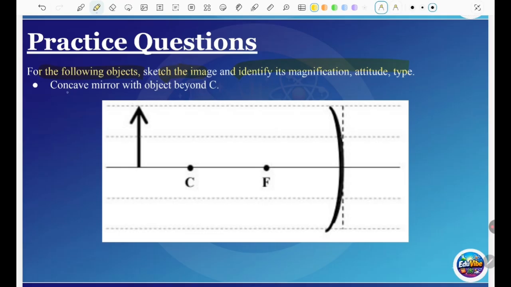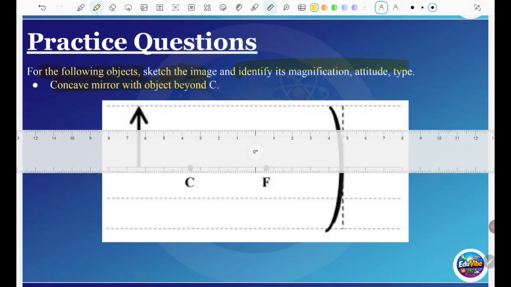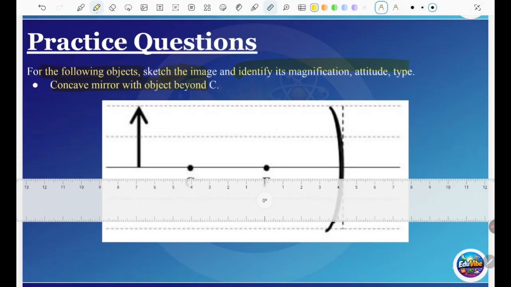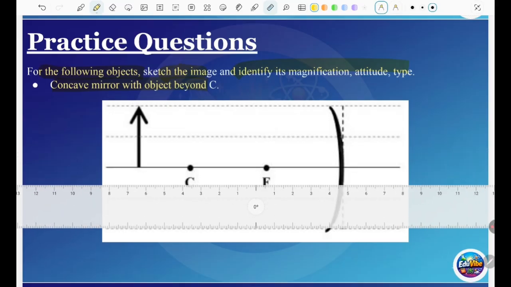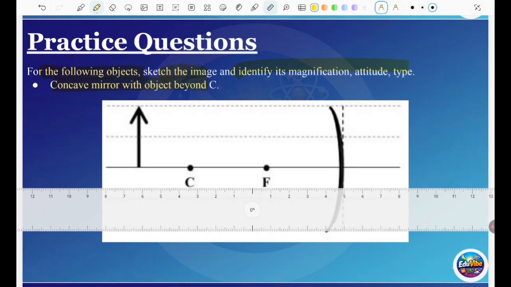The question says: for the following objects, sketch the image and find the magnification, attitude, and the type. A concave mirror with the object beyond C. So here we have to find the image. This is a concave mirror, and we follow the exact same steps as when doing that topic. We have three rays that we have to follow.